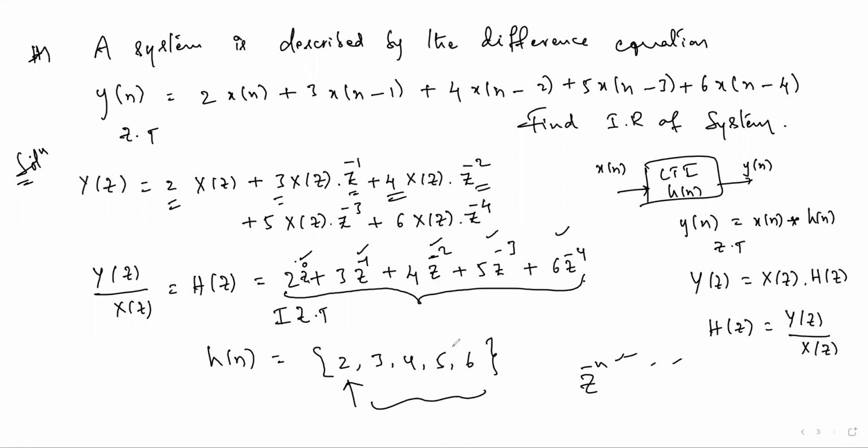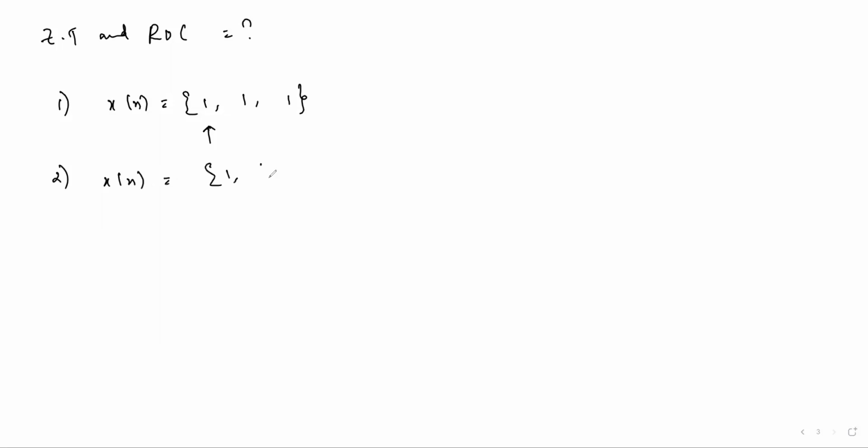Just we do one problem now. Let's find the z transform and ROC of a sequence x of n: the right side sequence x of n, the left side sequence, and the third one x of n, the both side sequence.